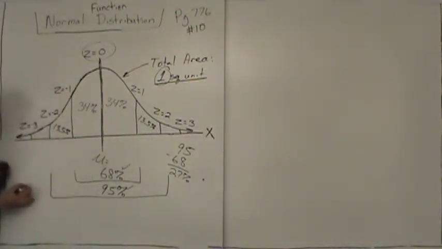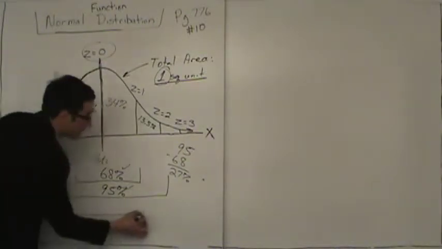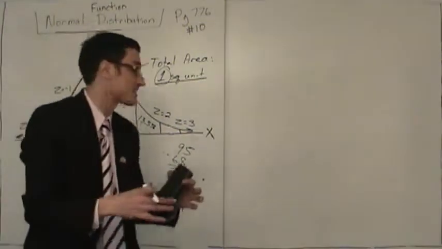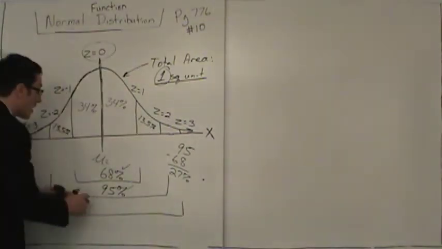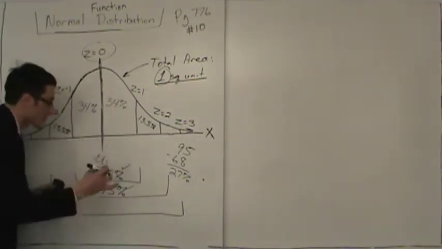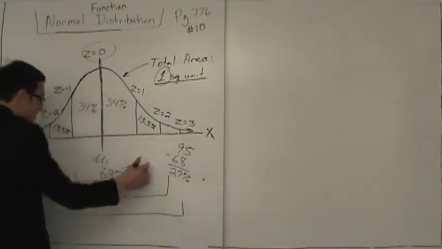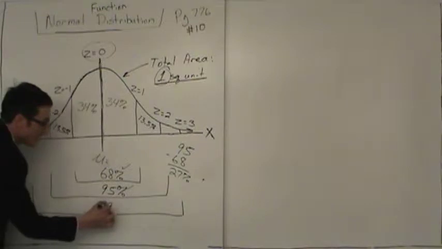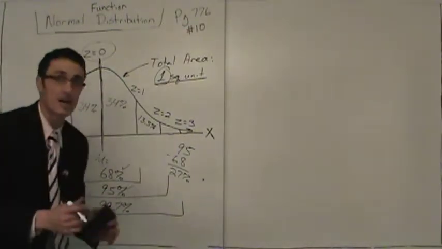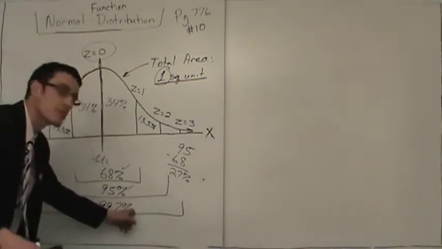Now, the book is actually not as precise as we are going to be in class. Okay, the book says 99%, but what percentage is within 3 standard deviations of the mean? We're going to be a little more precise than the book. Within 3 standard deviations of the mean is 99.7%, almost 100. So close to 100, it'll blow your mind.